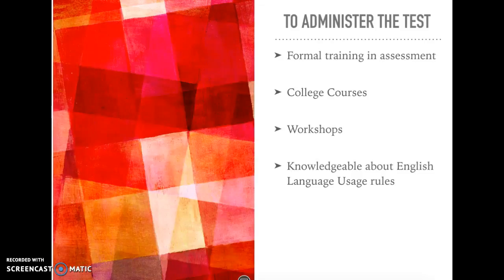Examiners who give and interpret the TOWL-4 should have some sort of formal training in assessment. The examples they gave were having college classes that were devoted to assessment or having attended workshops. The examiner should also be knowledgeable about the rules that govern English language usage.